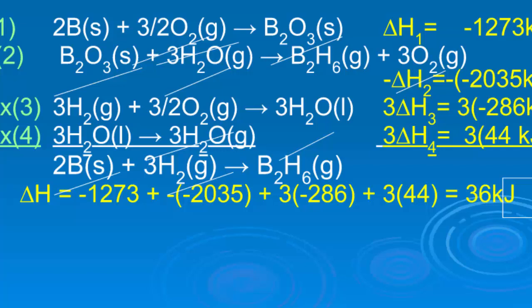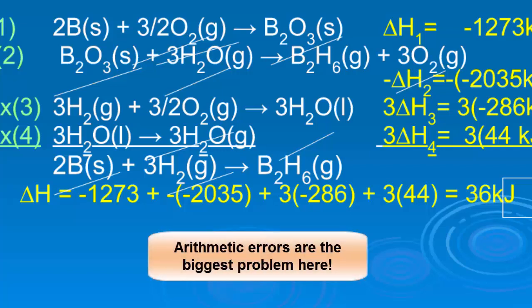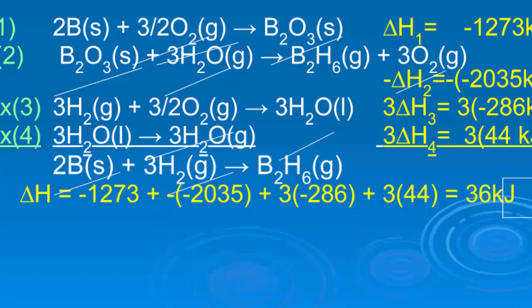And when you do all the math, and this is the most important part of this calculation, be very careful of your negative signs and your positive signs. The arithmetic is where most people get screwed up here, so just be very careful of that. Okay? We should come out with 36 kilojoules when we're all done. All right?